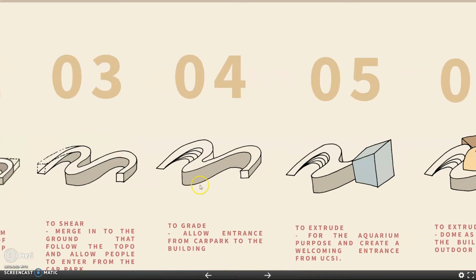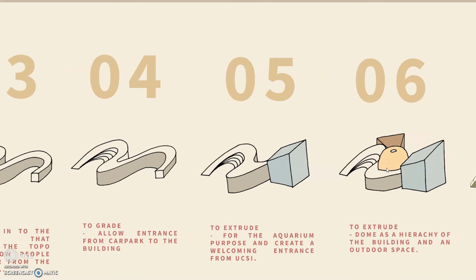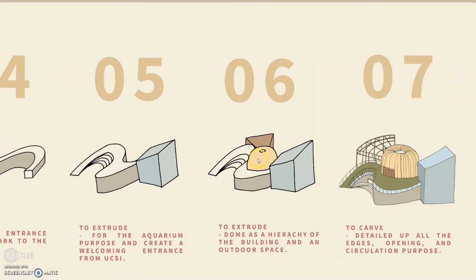Next, I grade it to create an entrance from the car parks to the building. Then I extrude this part for the aquarium purpose and create a welcoming entrance from the UCSI site. Next, I extrude the dome as a hierarchy of the building and outdoor space at the back side. Lastly, I carve it to detail out all the edges, openings, and the circulation.